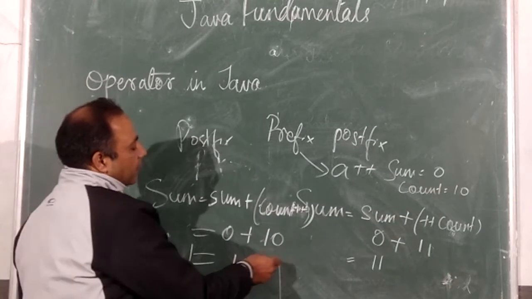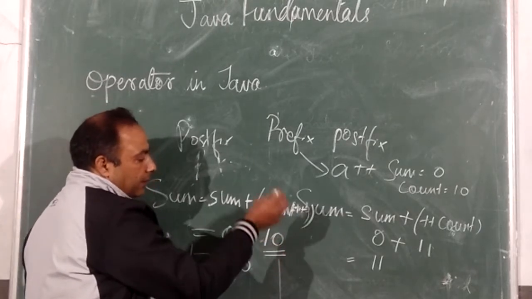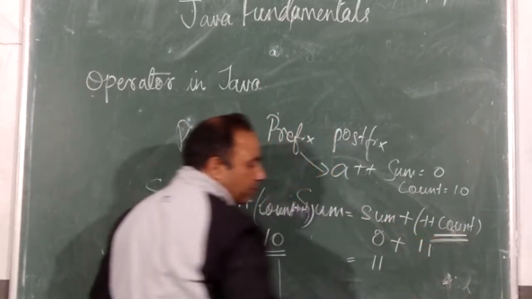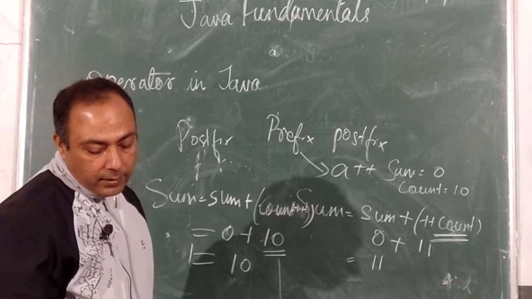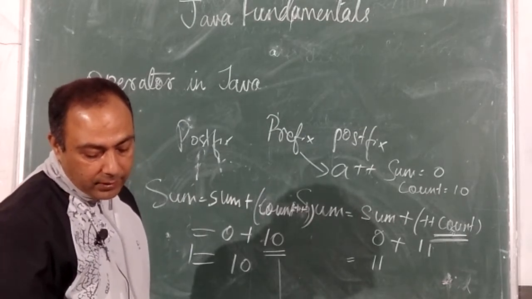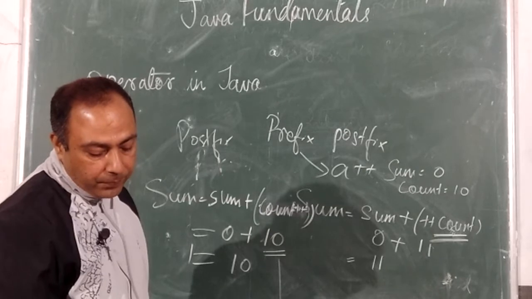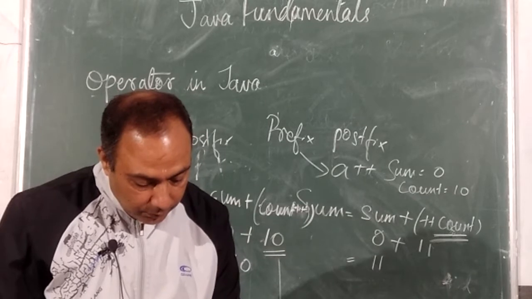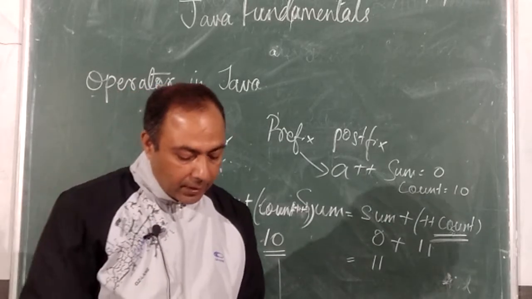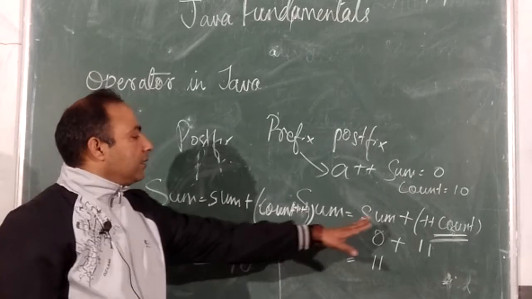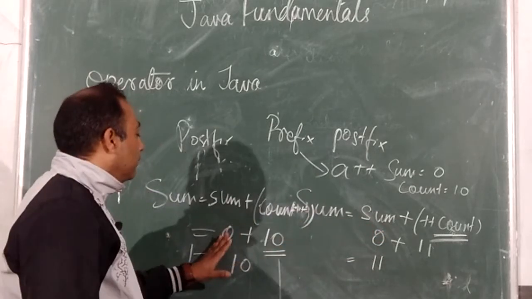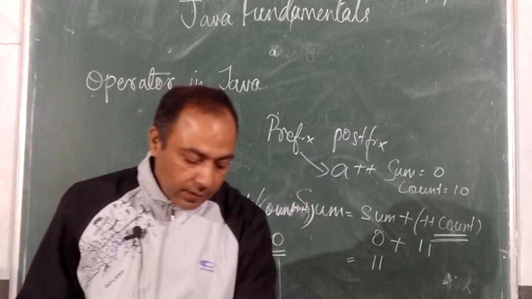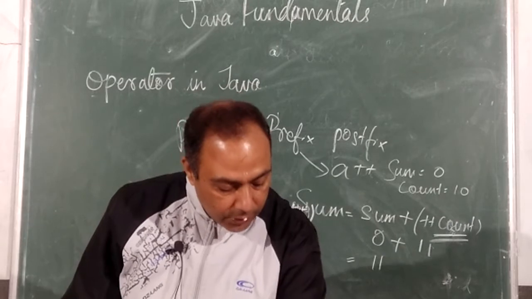So you need to remember this. The value will remain the same when it is postfix, whereas if it is prefix, it will be changed. In both cases the value will change after the execution. Now these are the prefix and postfix notations.